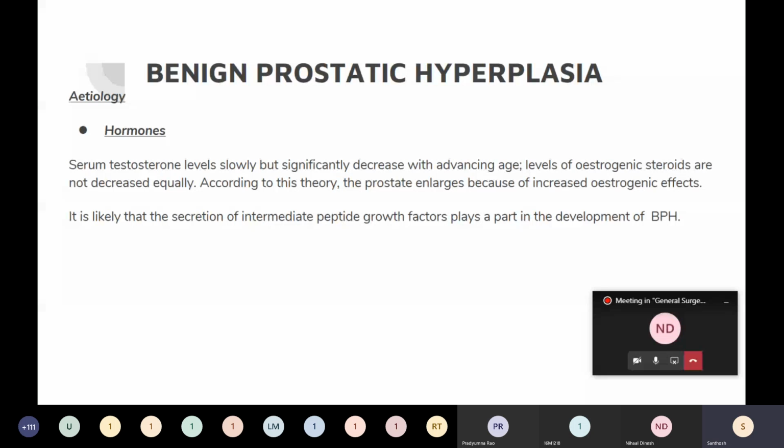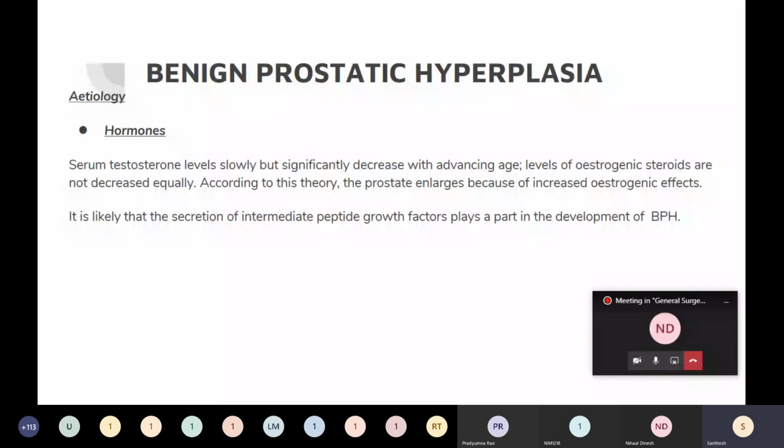Coming to BPH or benign prostatic hyperplasia. What is the etiology? Etiology is hormones. Serum testosterone levels slowly but significantly decrease with advancing age. Levels of estrogenic steroids are not decreased equally. When compared to testosterone and estrogen, testosterone will decrease according to age, but estrogen will remain the same.